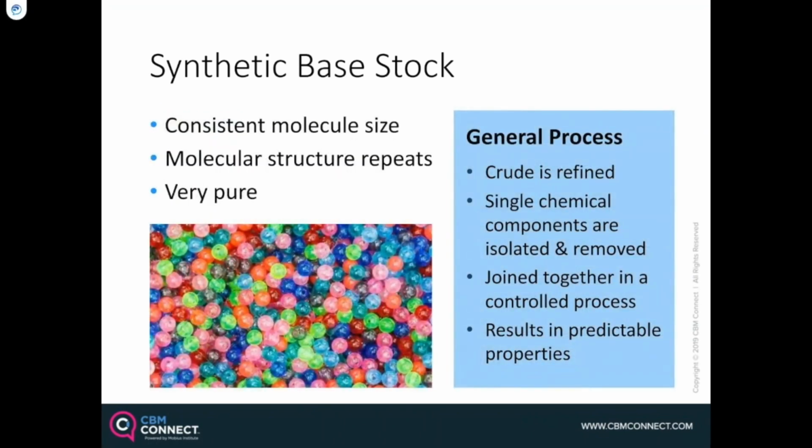The benefit of a synthetic base stock, as you would imagine, because we've set it up to make that, is that it's very consistent in molecule size and very repeatable in structure. So it's a very clean process with a very pure outcome. It makes for a very good base stock for many applications.